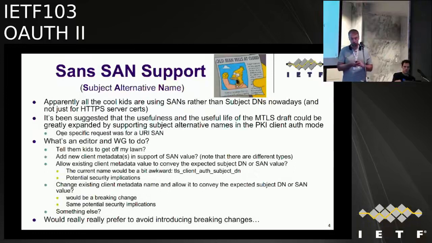So what's the working group to do? Tell them to get off my lawn, leave it as is, push it forward. It's really appealing because we're so close to being done with this, but I think there's real merit in the request, particularly for the way the winds are blowing now in certificate usage. There seems to be a real impetus towards using subject alternative names rather than the subject DN itself. So I'd like to see the usefulness of this expanded and try to accommodate these use cases.